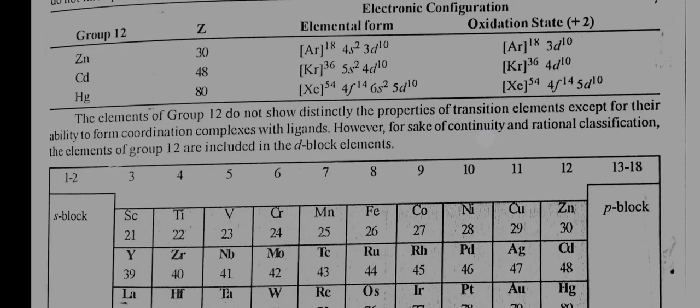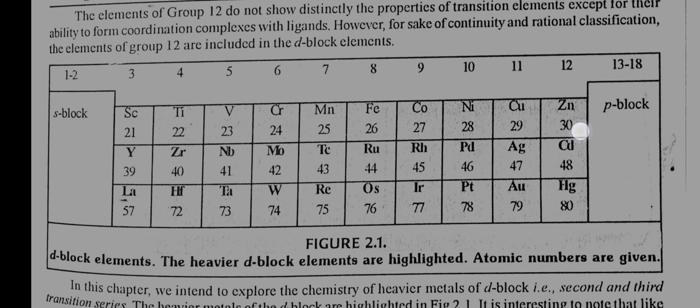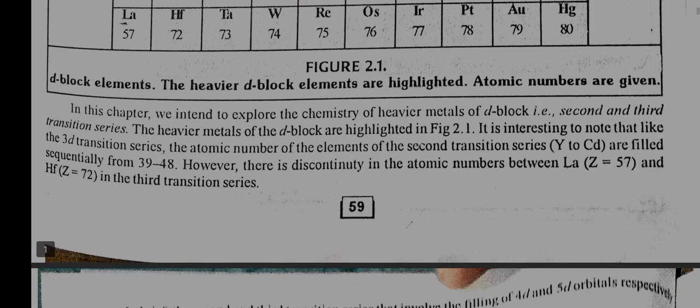The elements of group 12, which are zinc, cadmium, and mercury, do not show distinctly the properties of transition elements except for their ability to form coordination complexes with ligands. However, for the sake of continuity and rational classification, the elements of group 12 are included in the d block elements. In this chapter, we intend to explore the chemistry of heavier metals of d block, that is, second and third transition series. The heavier metals of the d block are highlighted in figure 2.1.